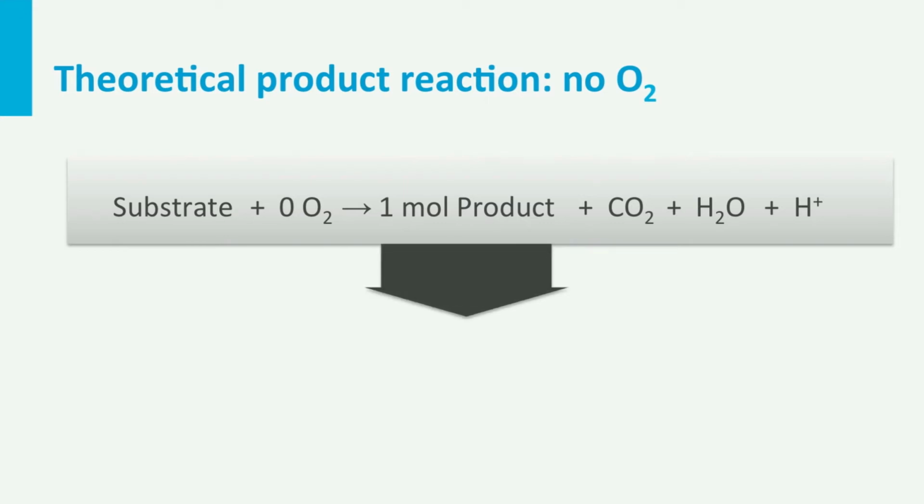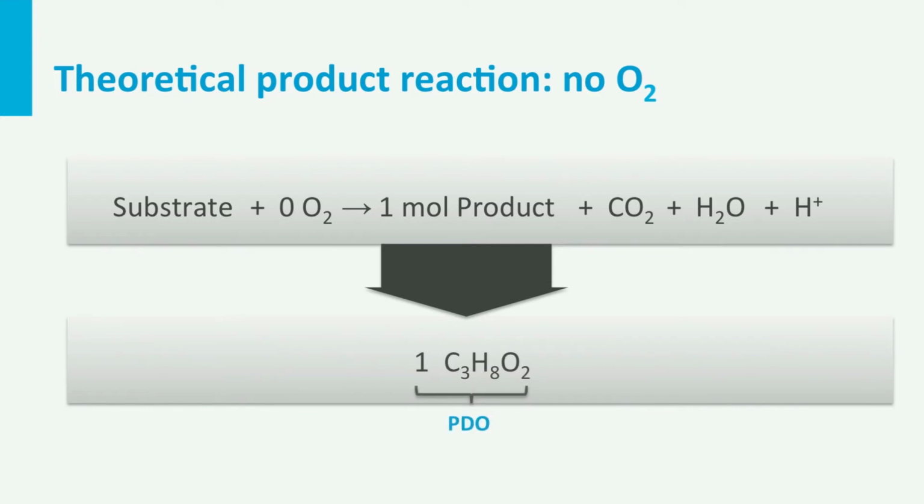We can calculate this reaction by using propanediol as an example. The theoretical product reaction starts with 1 mole propanediol on the right side. Then you have to make a choice for a feedstock, which will supply the carbon atoms for the product. In this case, we assume this is glucose. From this, we can complete the reaction by adding carbon dioxide, water, and protons. The stoichiometric coefficients A, B, C, and D are unknown values for our theoretical product reaction at this point.